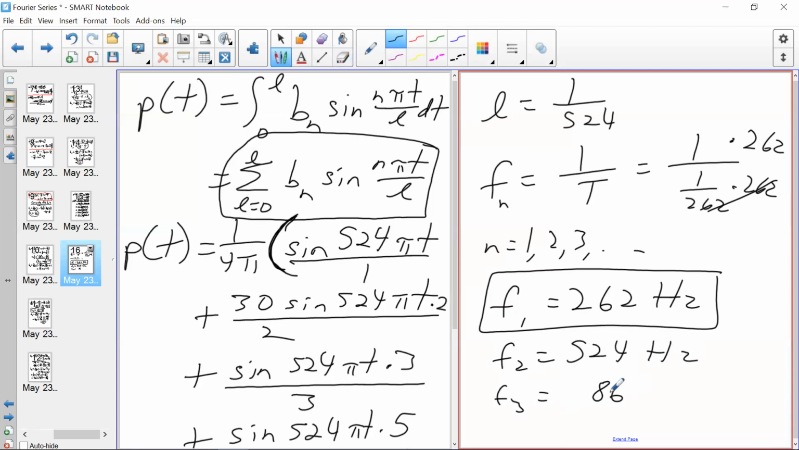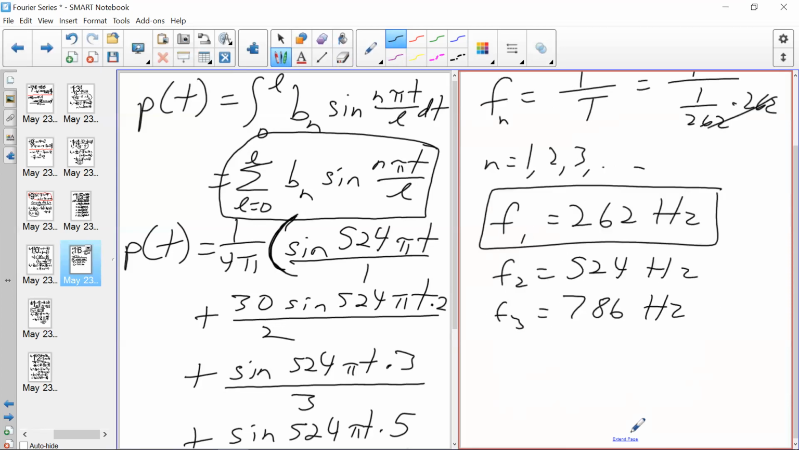Okay, 786 hertz, and you get the idea. And so these are all multiples of the first. This would be called the fundamental frequency.